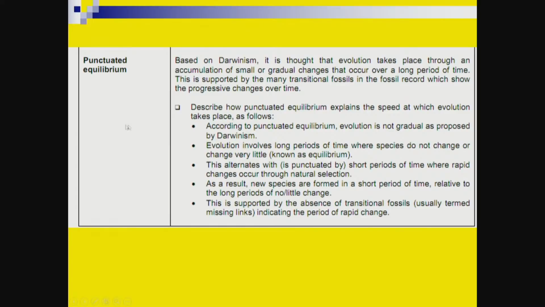And then we come to punctuated equilibrium. It is very important in punctuated equilibrium to state that it is evolution where there are long periods of time where species do not change, and then there are short periods of time where rapid change occurs through natural selection.